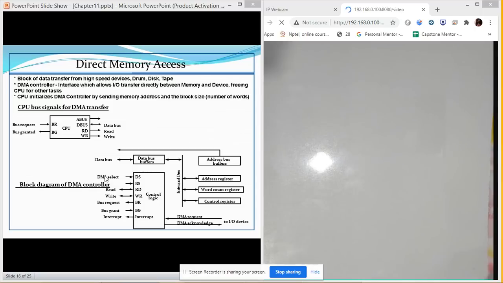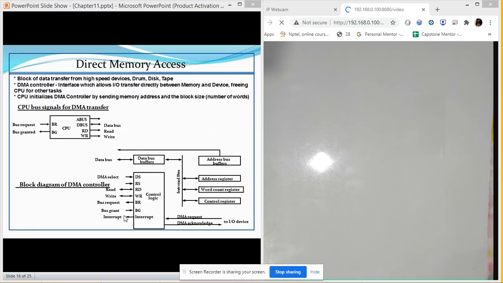So if DMA select is 0, it will not work. If it is 1, then it will work. Then we have RS, which is a register select. So according to that, the data can be sent to these registers. Then we have read and write signal. Then we have bus request signal, which will be a unidirectional signal from DMA controller to CPU. Then there is a bus grant request, which is an output signal from CPU, which will reach the controller.